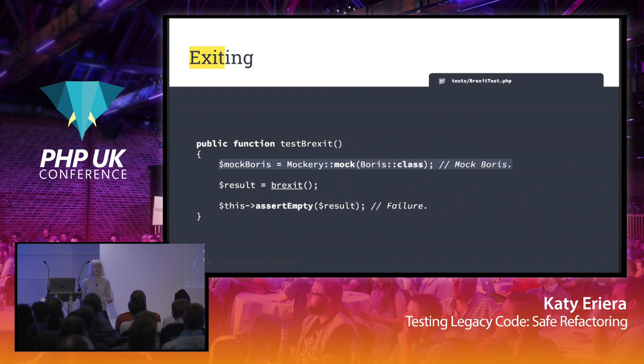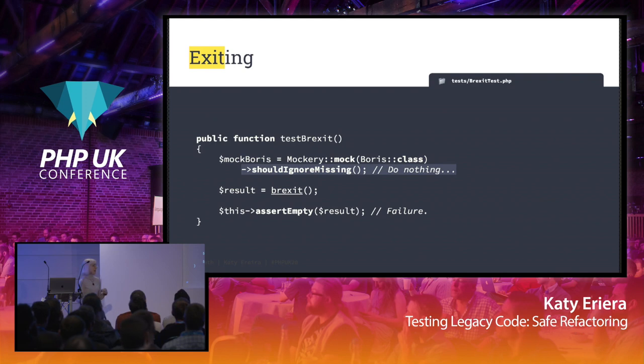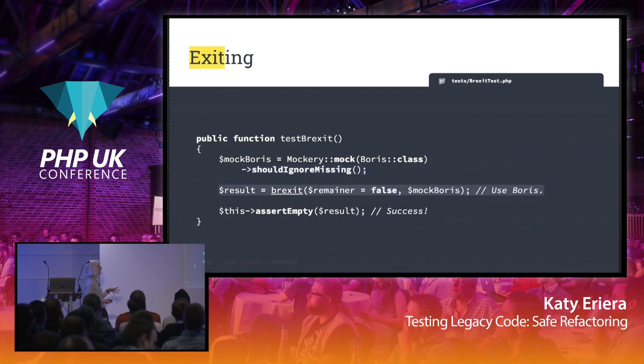So cool. In our test Brexit method, we're going to create a mock of Boris, which is always fun. And we're just going to make him do nothing. He's just going to sit there and be silly. And then we've got to make sure that our first parameter to Brexit, Remainer, is false. And we're going to pass in the mocked Boris. And yay, this works. Don't try and unit test Boris because all he does is exit, and it would be kind of pointless. And I know that means that you're not going to have 100% coverage, but it's just kind of a trade-off that you have to make when it comes to testing exit code.